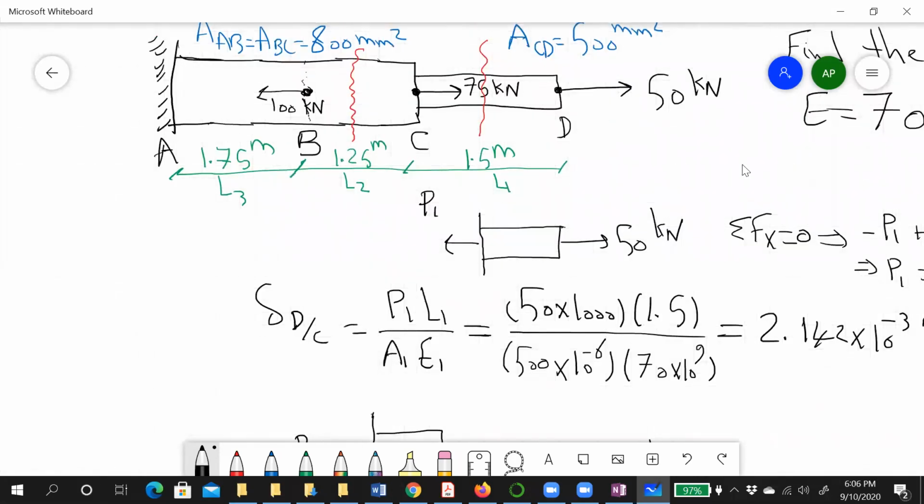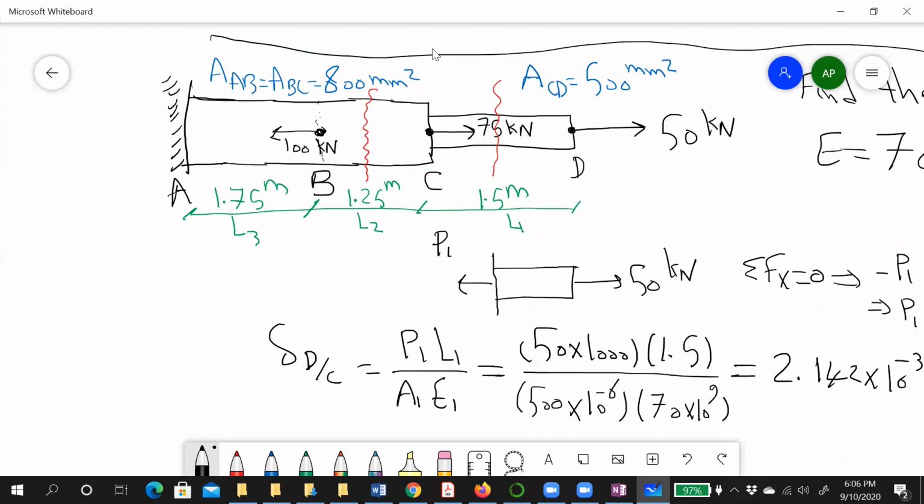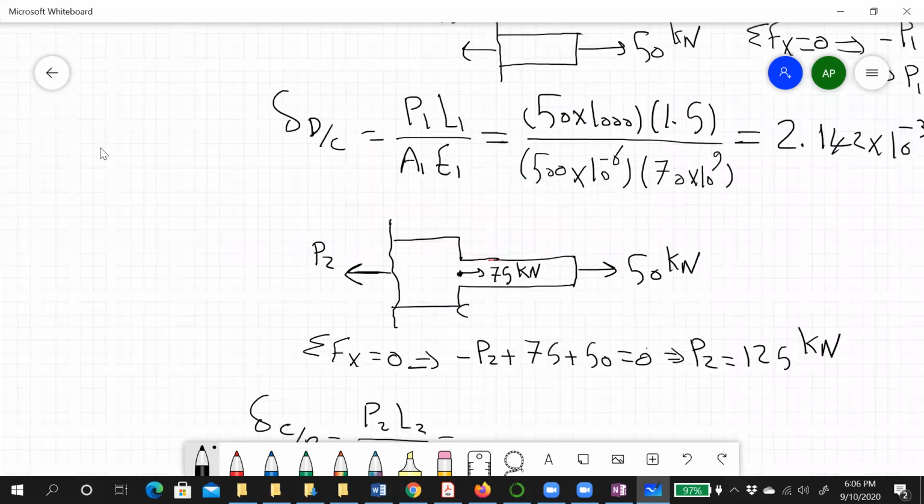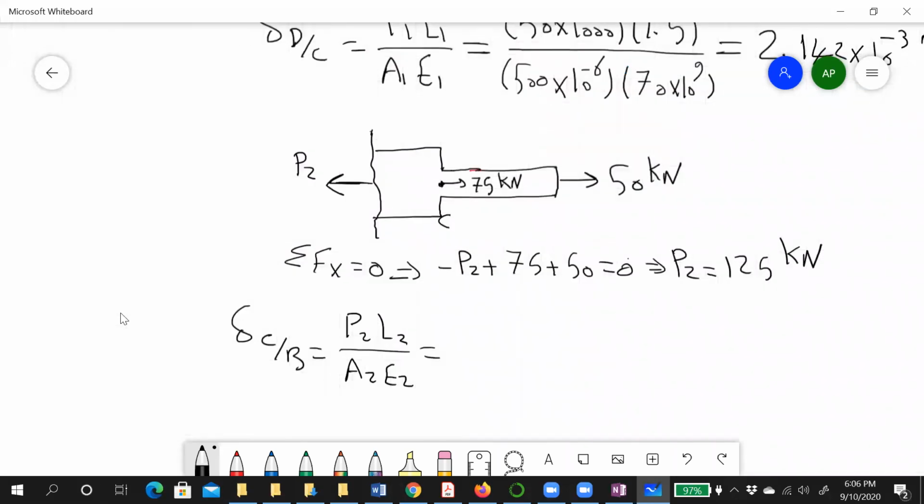So I want to ask you, in segment BC, we already find the force, right? What is the L in this segment? 1.25. What is the cross-section area? 800. So, okay, now we have all things.